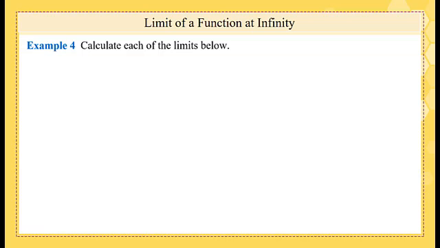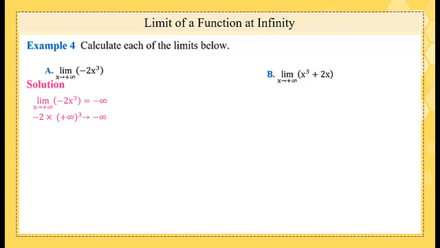Now, let us find the limits below. The limit of minus 2x cubed as x tends to plus infinity. It is the limit as x tends to plus infinity of minus 2 times plus infinity to the exponent 3, which will tend to minus infinity. Another example, the limit of x cubed plus 2x as x tends to plus infinity is the limit of x cubed, which is plus infinity to the exponent 3, plus 2 times plus infinity, which will tend to plus infinity.